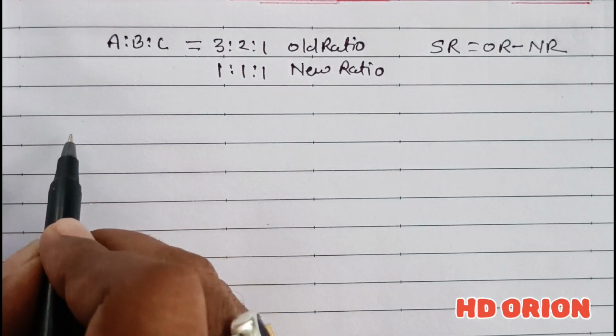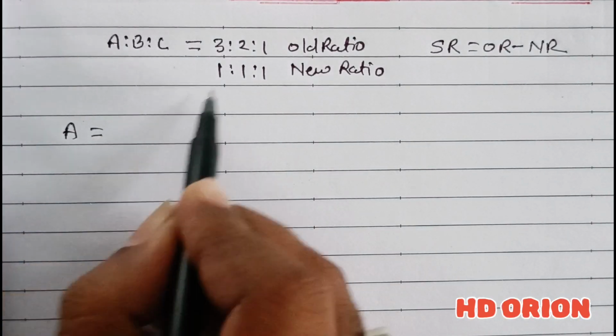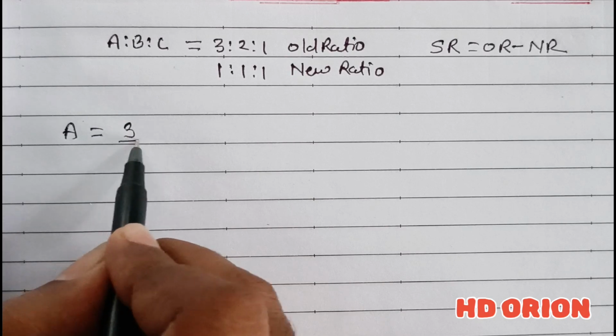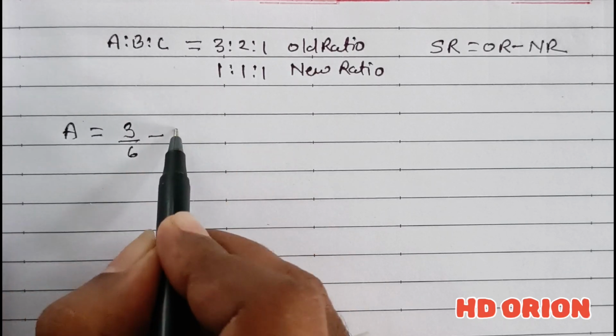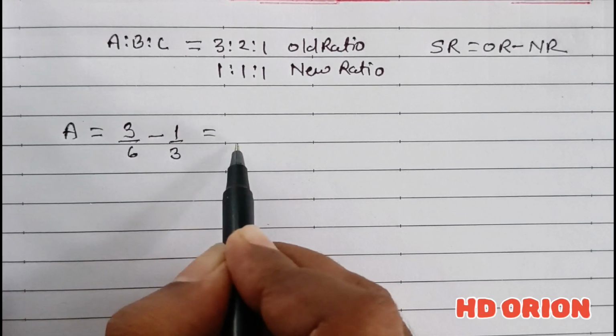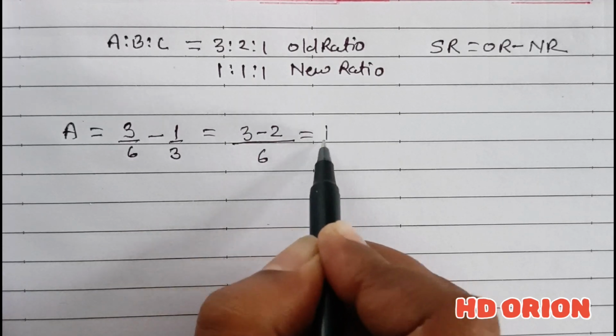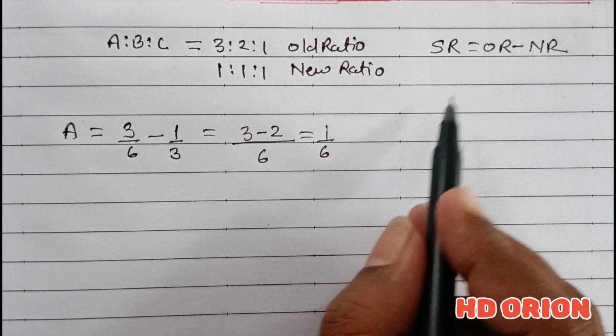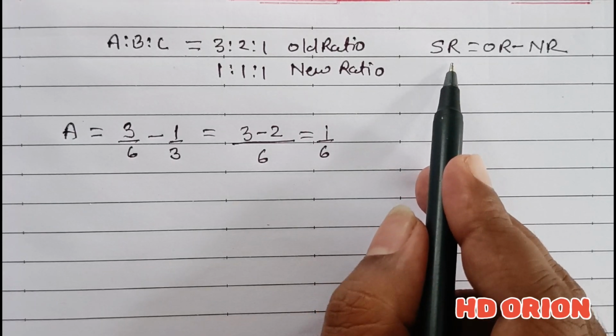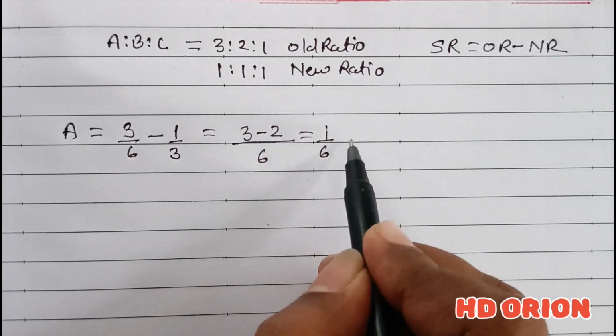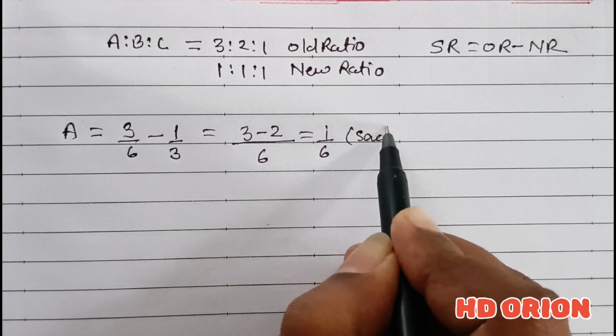So let us calculate it for partner A. Old ratio is 3/6, and new ratio is 1/3. LCM will be 6. 3 minus 2, 1/6. So because we have applied the sacrificing ratio formula and it is coming in positive, it is a sacrifice.